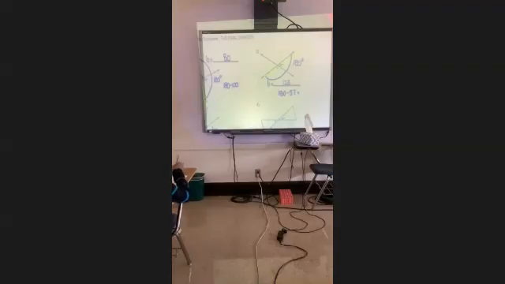Whenever you have two angles right beside each other, side by side, you're going to add up to 180. Right. What's left of them?